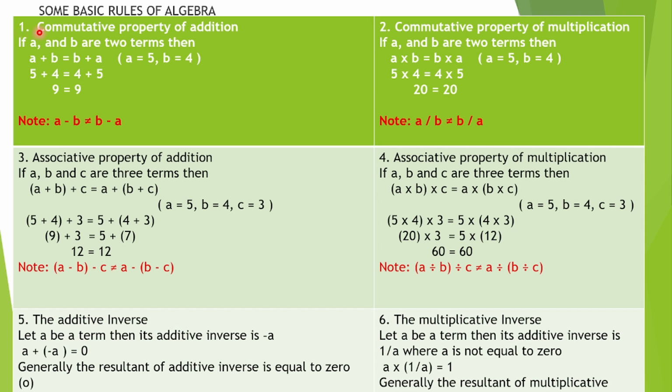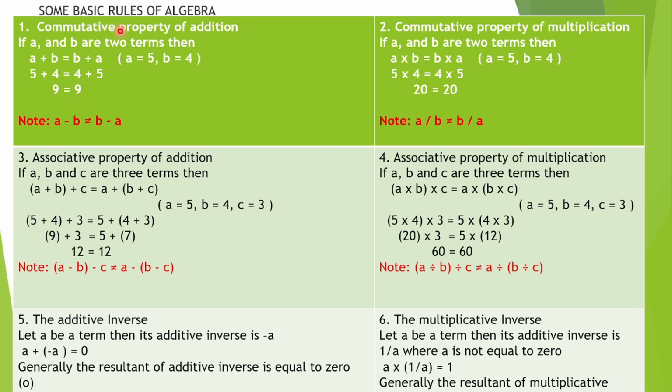The first property is the commutative property of addition. According to this property, a plus b is equal to b plus a. So if a and b are two terms, then a plus b equals b plus a. Let's say a is equal to 5 and b is equal to 4. Put these values. So 5 plus 4 is equal to 9 and 4 plus 5 is equal to 9. So this is proved: a plus b is equal to b plus a. 9 is equal to 9.